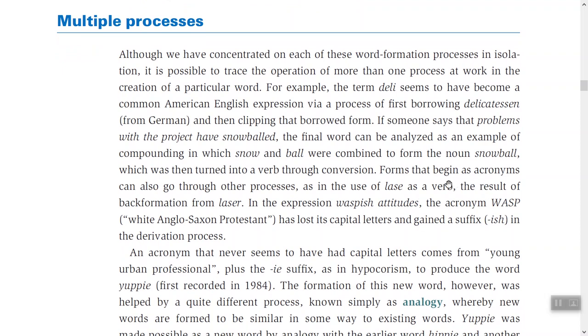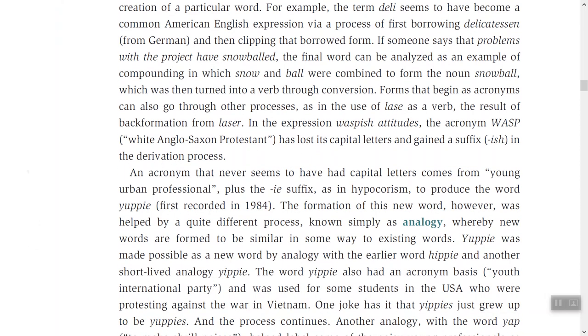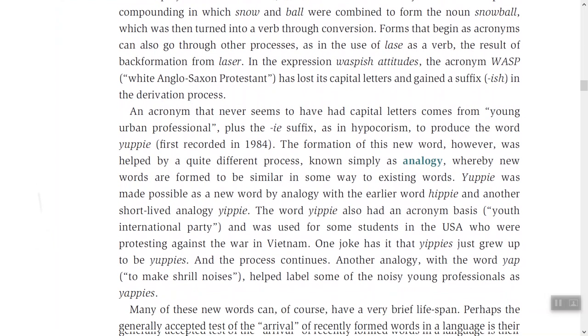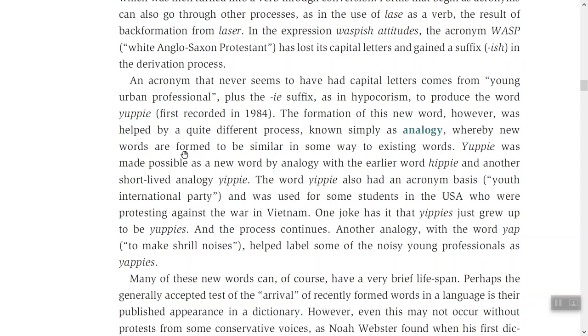Forms that begin as acronyms can also go through other processes, as in the use of laze as a verb, the result of back formation from laser, or in the expression waspish attitudes, from the acronym WASP, White Anglo-Saxon Protestant. A lot of words here. You can read these words. You have to read analogy. What is analogy?